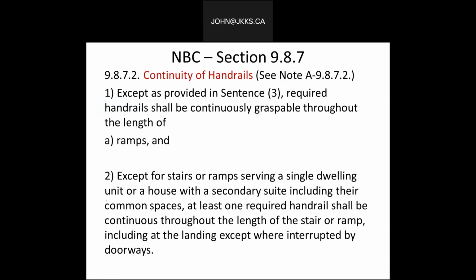There are other requirements certainly for things such as stairs. If we look at sentence 2, except for stairs or ramps serving a single dwelling unit or a house with a secondary suite, including their common spaces, at least one required handrail shall be continuous throughout the length of the stair or ramp, including at the landing, except where it's interrupted by a doorway.